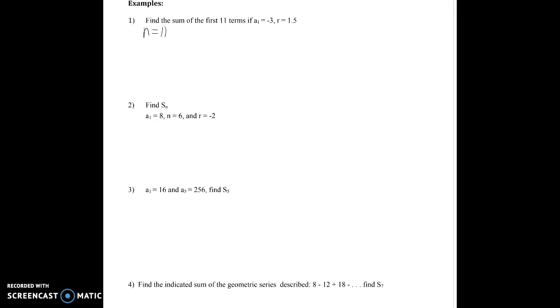So this is like your easiest version of the problem. You're just going to fill everything into the formula. Obviously the key with this is knowing the formula and making sure you have that memorized correctly. So we're finding S11. You're going to plug in -3, 1 minus.